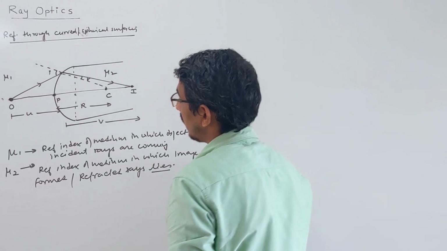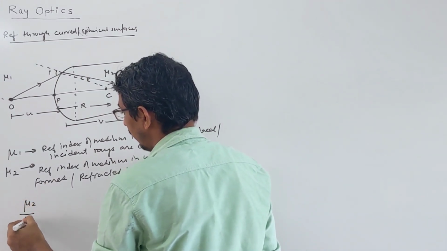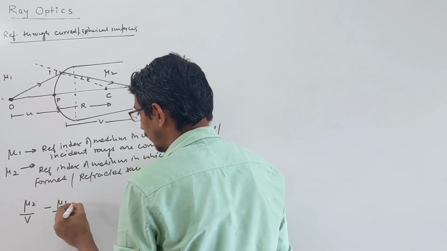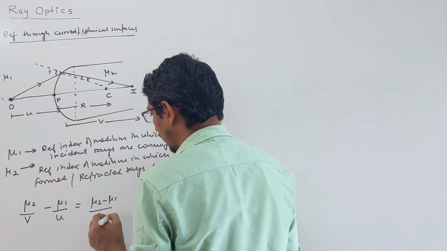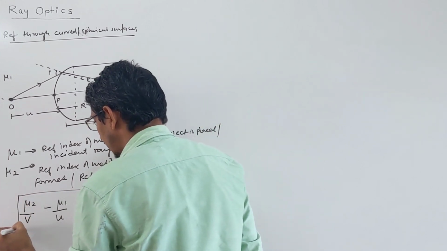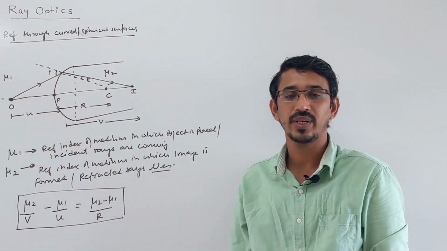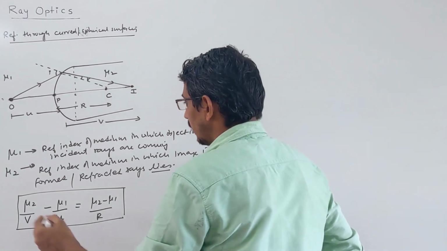So when we write this relation, it looks like this: mu2 by v minus mu1 by u is equal to mu2 minus mu1 by r. This one single relation will answer all questions based on curved mirrors, right? Refraction through curved surfaces, like that one. So nothing to explain here.